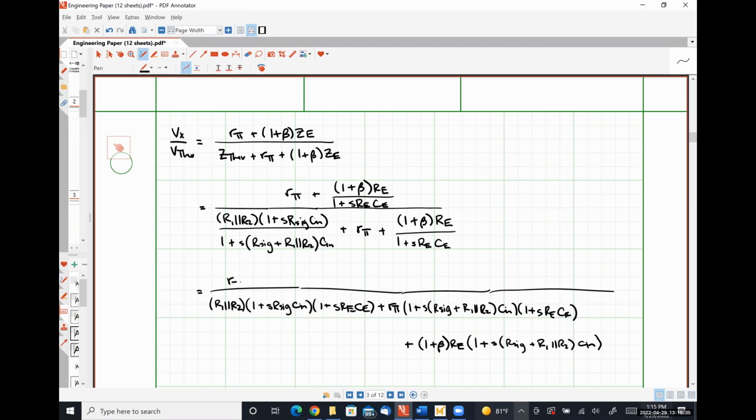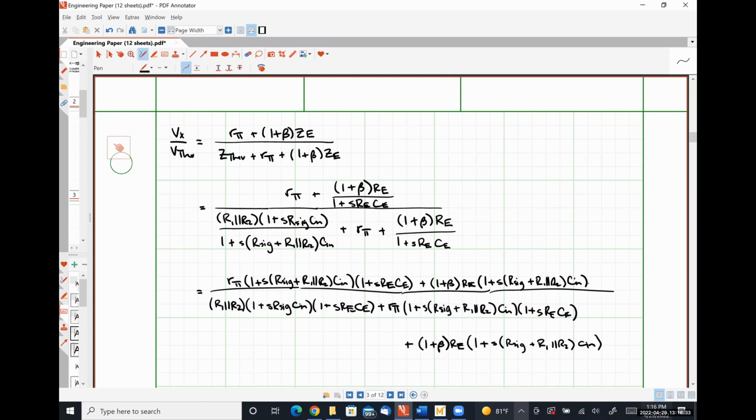And then my numerator is R pi times 1 plus S R sig plus R1 in parallel with R2 times Cn, times 1 plus S RE CE, plus one plus beta RE times 1 plus S R sig plus R1 in parallel with R2 times Cn. Okay.